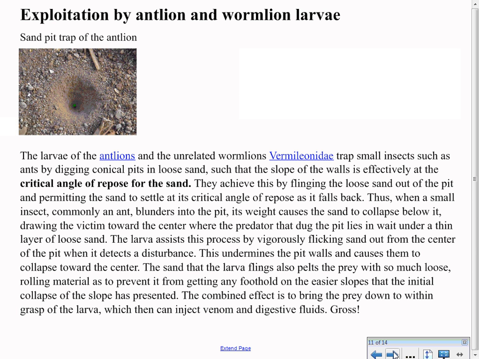But if you weren't aware of that, believe it or not, they stole this idea from ant lions and unrelated worm lions. These little insects are very aware of the angle of repose for sand. They fling loose sand into a conical shape, and when another insect, usually an ant, blunders into it, they start to slip because that angle is at the maximum angle it can be. As they slip, the sand falls down, and eventually they end up at the bottom.